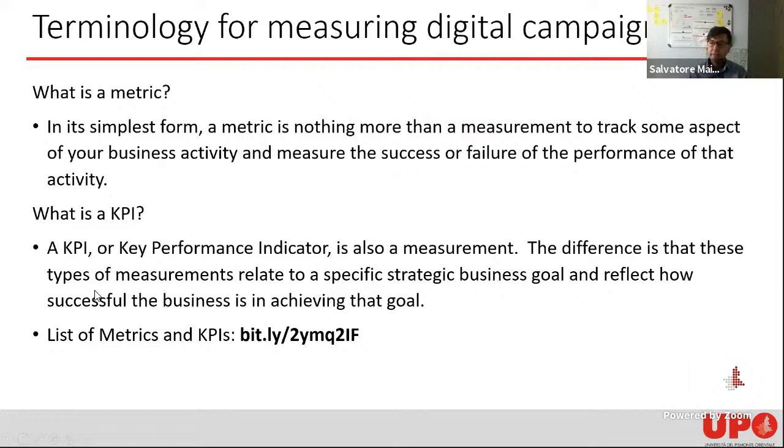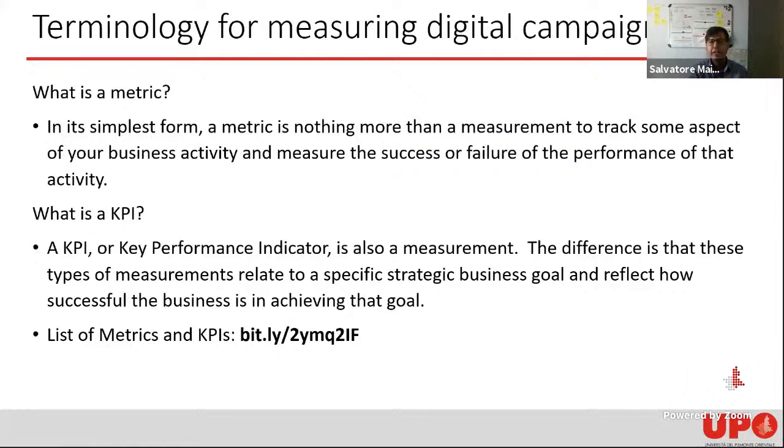Now, what is a metric? And what is a KPI? The metric is nothing else than a number. How many users we had on the website, how many new users we had on the website, how many conversions we had on the website. The KPI, or key performance indicator, is also a measurement, right? The difference is that it's related to the specific strategic goal that the company has. And normally the KPI is the conversion rate. You compare two metrics together.